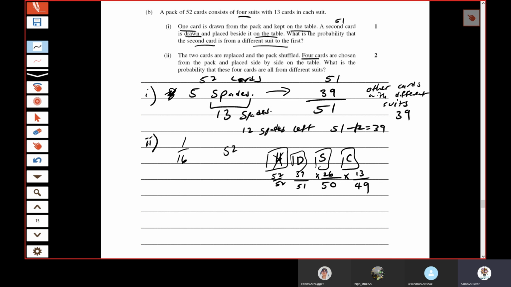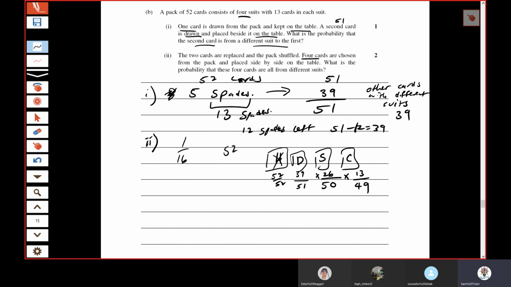So it's not hard. The problem was I didn't read it like that, and I don't know if you guys did or not. But the way I read it, 4 cards are chosen from the pack and placed side by side on the table. It's as if you're picking 4 cards, and picking 4 cards is different to picking 1 card at a time, because if you pick 1 card at a time, it works like this.